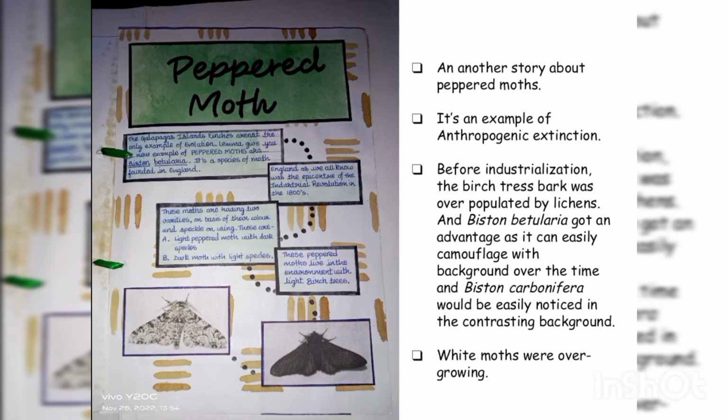And another story about peppered moths is an example of anthropogenic change. Before industrialization, the birch tree's bark was overpopulated by lichens and Biston betularia got an advantage as it could easily camouflage with the background over time. And Biston carbonaria would be easily noticed in the contrasting background. Hence, white moths were overgrowing.